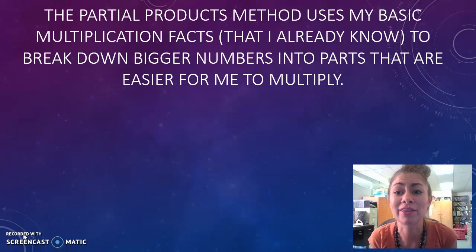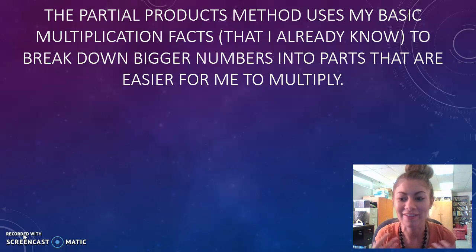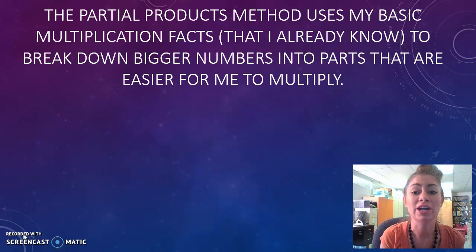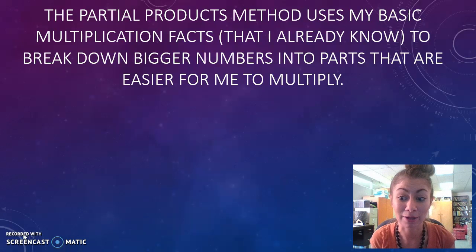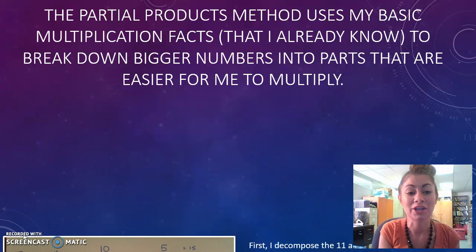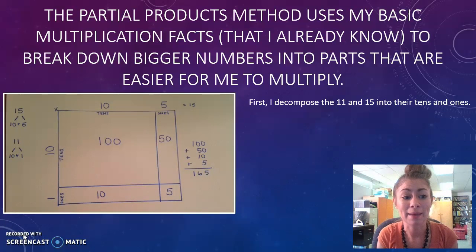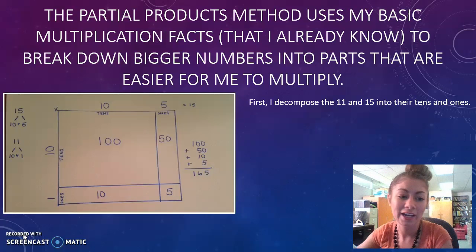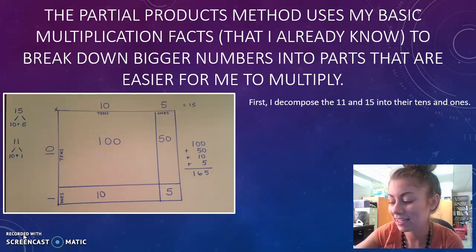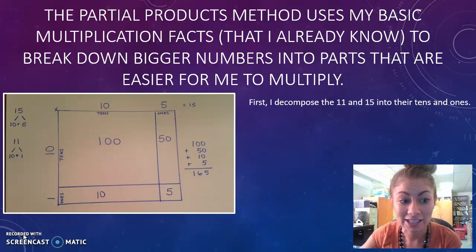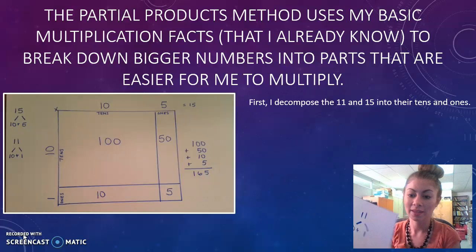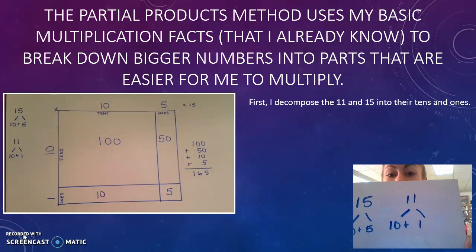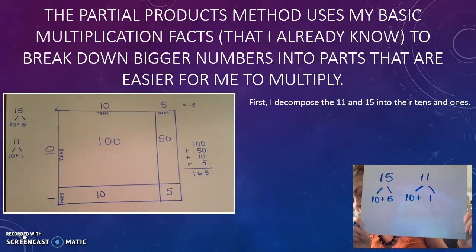The partial products method uses my basic multiplication facts that I already know to break down bigger numbers into parts that are easier for me to multiply. This is essentially using the distributive property here. So in this example, you can see how over in the corner I have 15 and 11, and I broke the 15 down into 10 plus 5 and the 11 into 10 plus 1. That's how we distribute numbers.